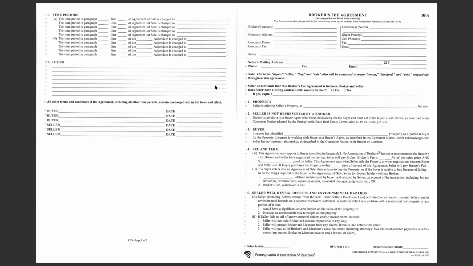The next form you see here is the broker fee agreement. That was the form I spoke of earlier. When you're dealing with a for sale by owner, you have to educate your buyer. These buyers don't know anything. Your job is to inform them. Your job is to educate them. And in your initial contact with your buyer, you need to teach them.